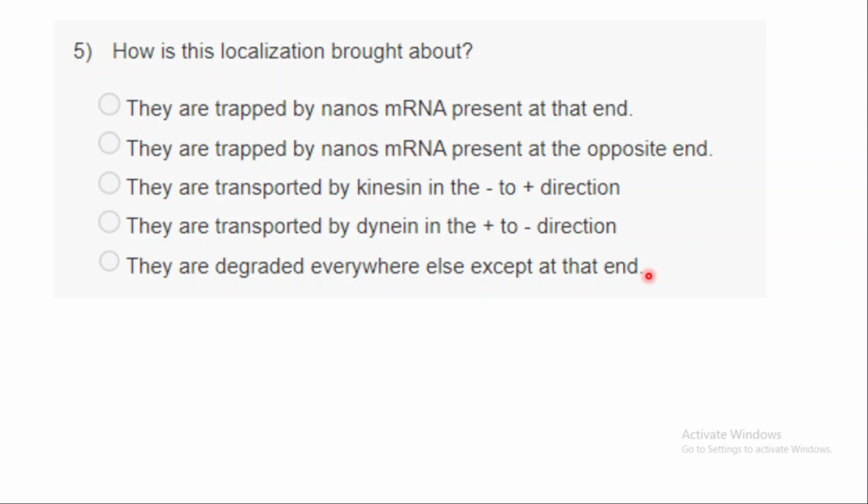Now, which of these mechanisms do you think will localize the Oscar mRNA at the future posterior part of the Drosophila embryo? Take time to read through all the options and then it will be easier for you to find out which is the correct answer. I'll be waiting in the comment box for some answers. Whichever you think is the correct answer, you can just let me know, A, B, C, D or E. What is the mechanism in which Oscar mRNA is localized to the posterior pole?